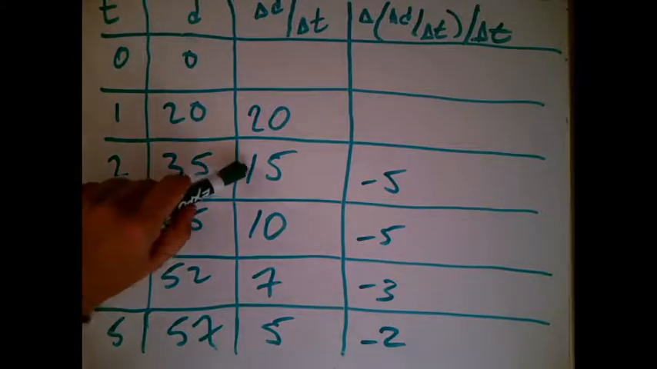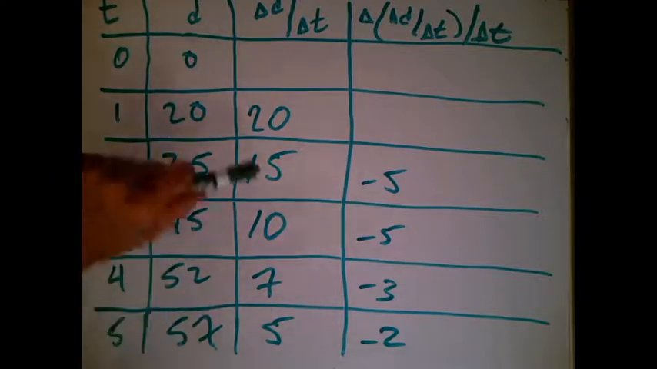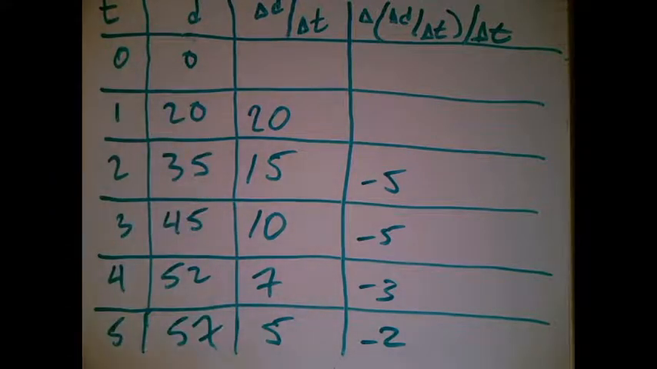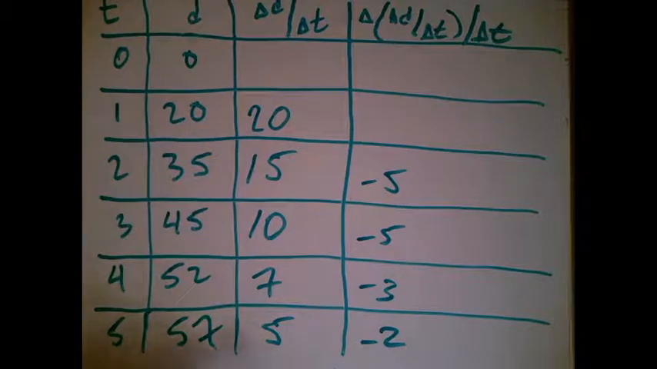So for example, 15 minus 20 is minus 5, divided by 2 minus 1, so that's minus 5, and so on. And you can see that all these numbers on the right-hand side are negative. Now what does that tell us? That tells us that the middle column is decreasing, because when this column is negative, the middle column is decreasing. And according to the book and the video, if the middle column is decreasing, the data we're given is concave down.